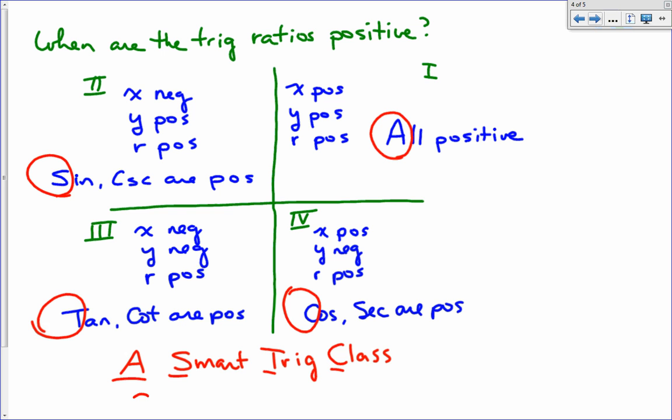Others would call it the CAST rule, but because we're starting in quadrant 4, maybe you want to call it a forecast. Okay, so come up with your own way of memorizing that. You do need to be able to say which trig ratios are positive in which quadrants.